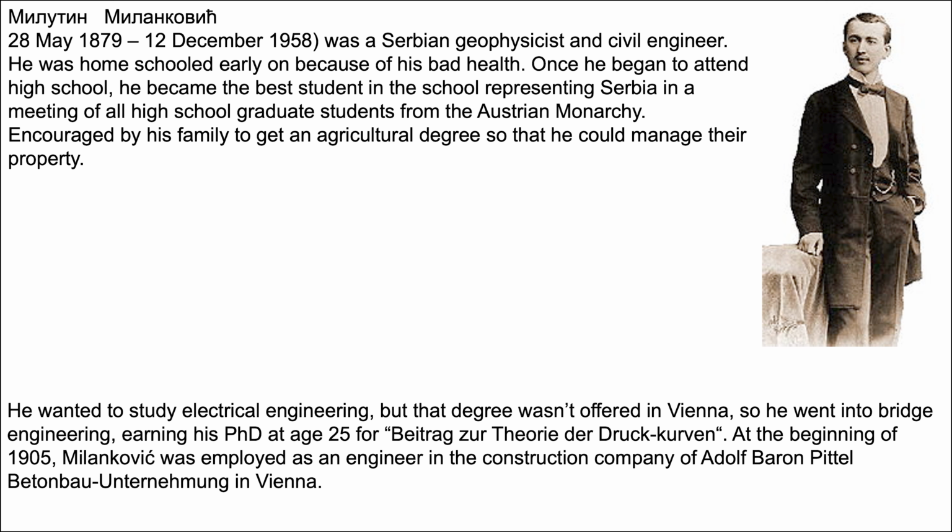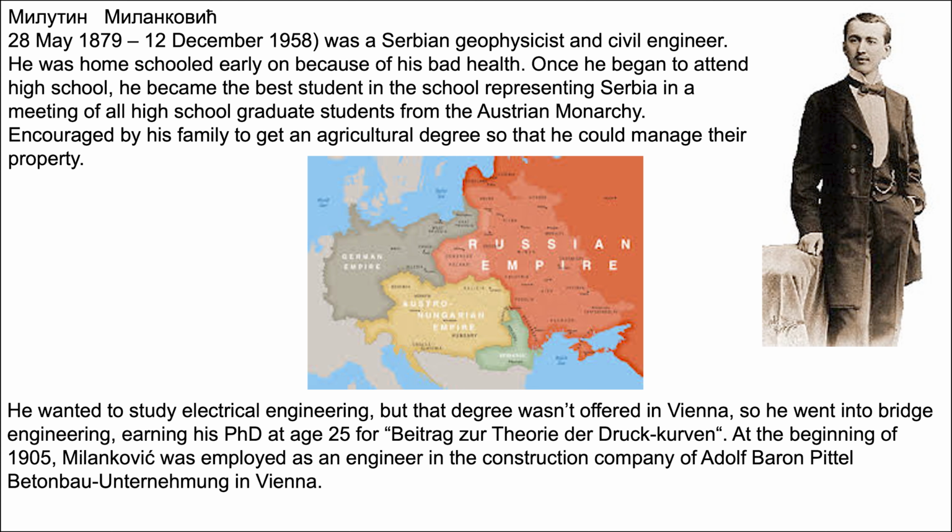Now this brings us to another bright guy. This is Milutin Milankovitch, born in 1879, so just prior to Croll's death, and he lived till the 1950s, almost 1960s. He was a Serb who was homeschooled. Like Croll, bad health kept him home. Once he began to attend high school, he became the best student in the school. In fact, he was the best student in Serbia, which was part of the Austro-Hungarian Empire at the time.